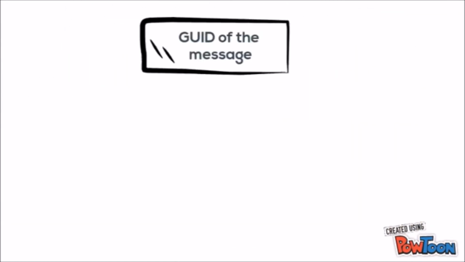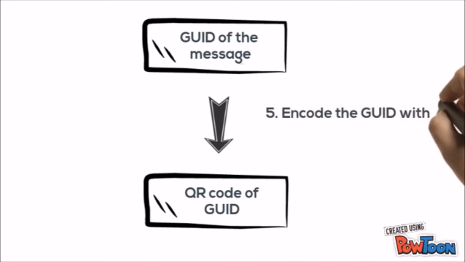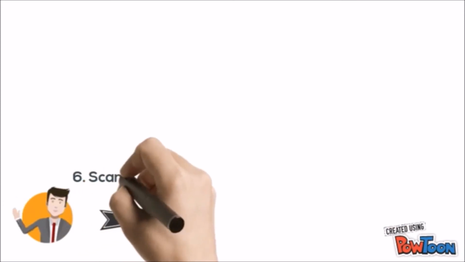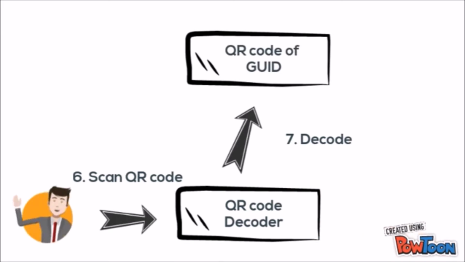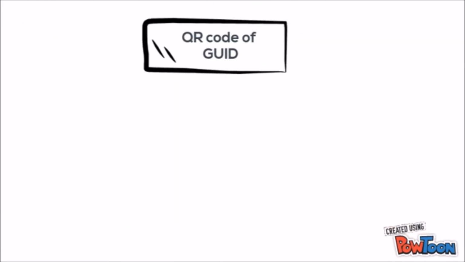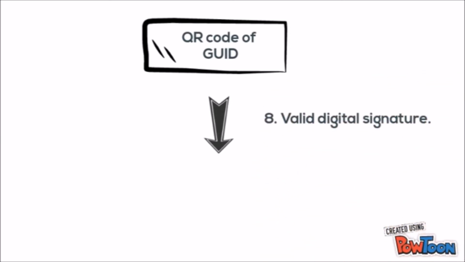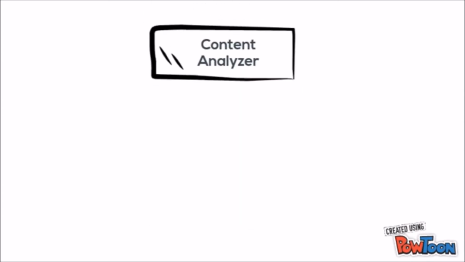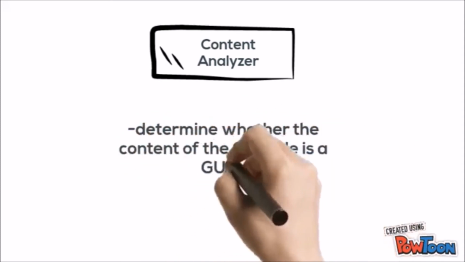Then, the GUID will be encoded into a QR code with the implementation of digital signature. So, when another user tries to access the message, the QR code will be scanned using the QR code decoder of a designed application. If the digital signature is successfully validated, the QR code will be decoded and the content of the QR code will be further analyzed by the content analyzer. The content analyzer will determine whether the content of the QR code is a GUID.